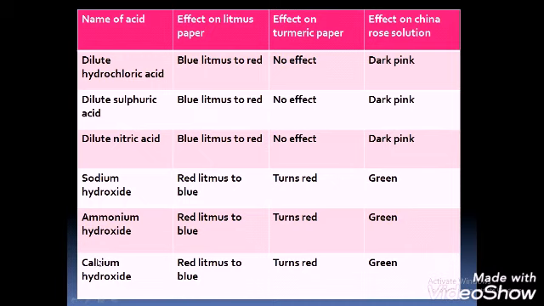Then ammonium hydroxide. Also the same effect: red litmus paper to blue color, turmeric paper turns red, and the China rose solution turns green. Then calcium hydroxide. Calcium hydroxide is also a basic solution. It turns red litmus to blue, turns turmeric paper into red color, and China rose solution into green color. Okay.